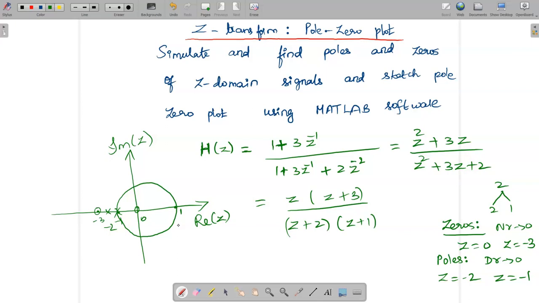So let us try in the MATLAB software how to execute this zeros and poles plot for the given H of z.